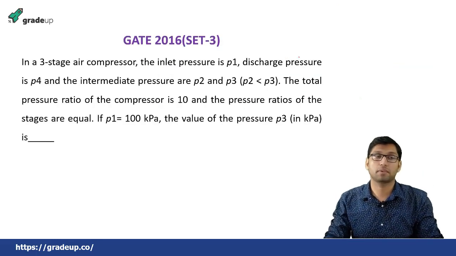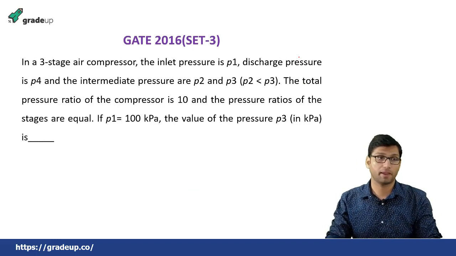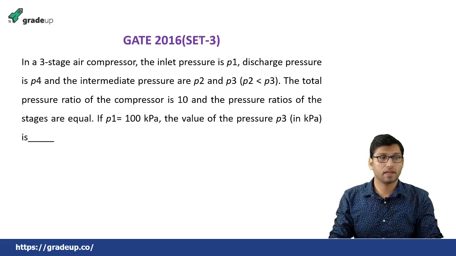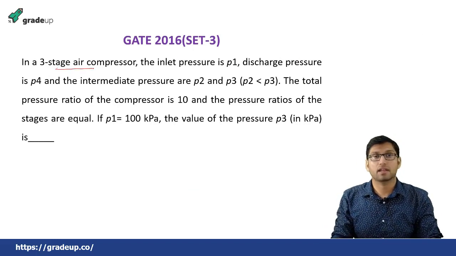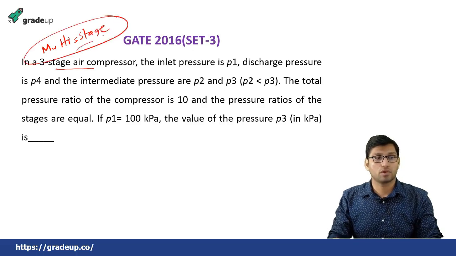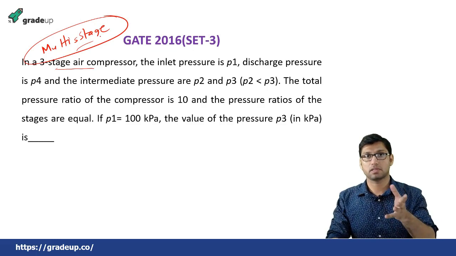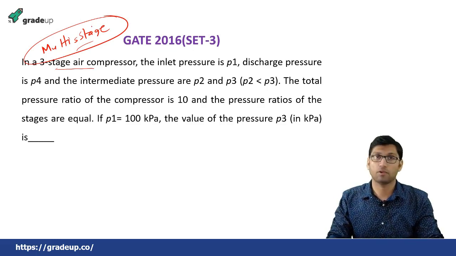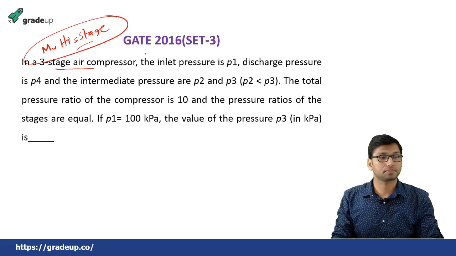Next question is again from GATE 2016 set 3. In this question it is given that there is a 3-stage air compressor. This is a question on the topic of multi-stage compression, which is done in a reciprocating compressor. I hope you remember that for a reciprocating compressor we do multi-staging.